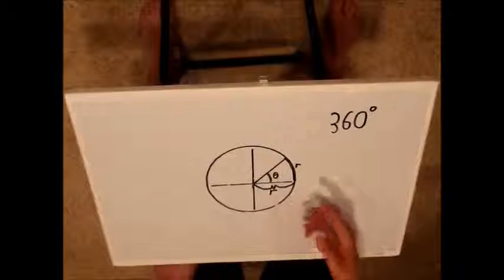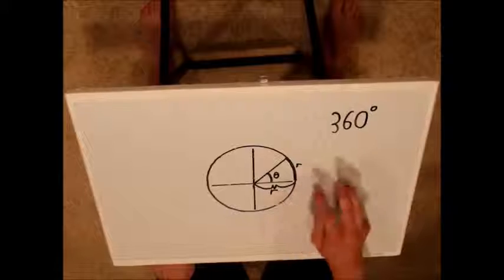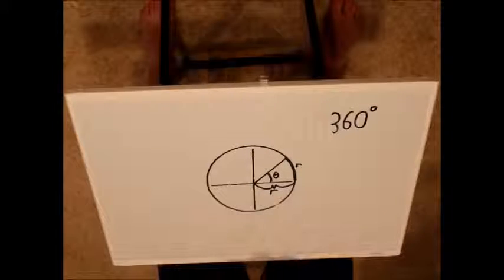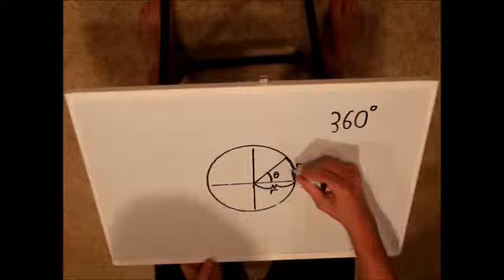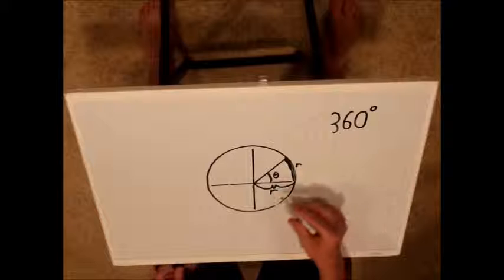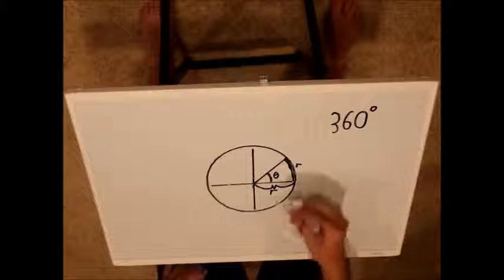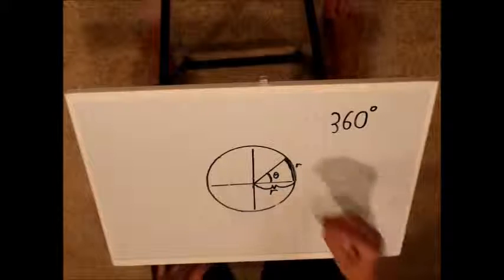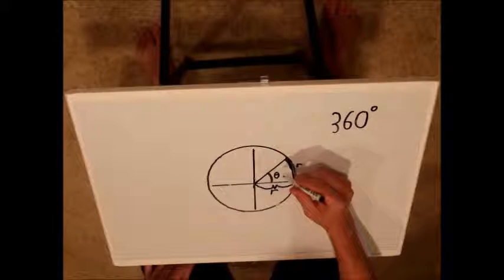1 radian is the angle in which the length of the circle covered, I'll thicken this, is equal to the radius. If the radius is 1, then this length here is going to be 1, and the angle is going to be 1 radian.